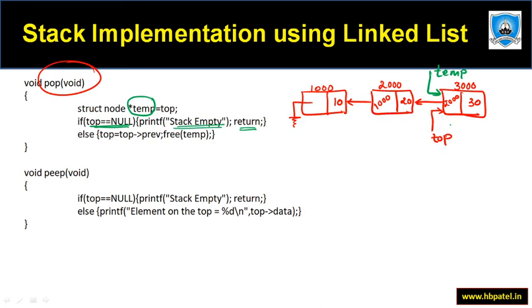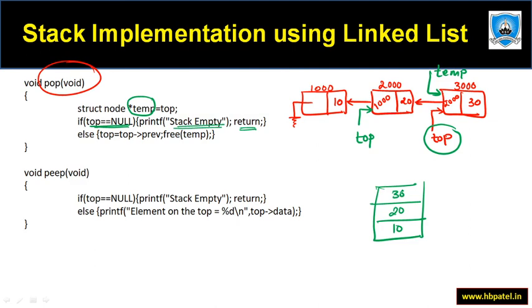You are going to move this top, so top equal to top arrow previous. Because once you know this is 10, 20 and 30, when I remove 30, the top was earlier over here, so then top should be moved to the next place. So now I am moving the top to the second place.